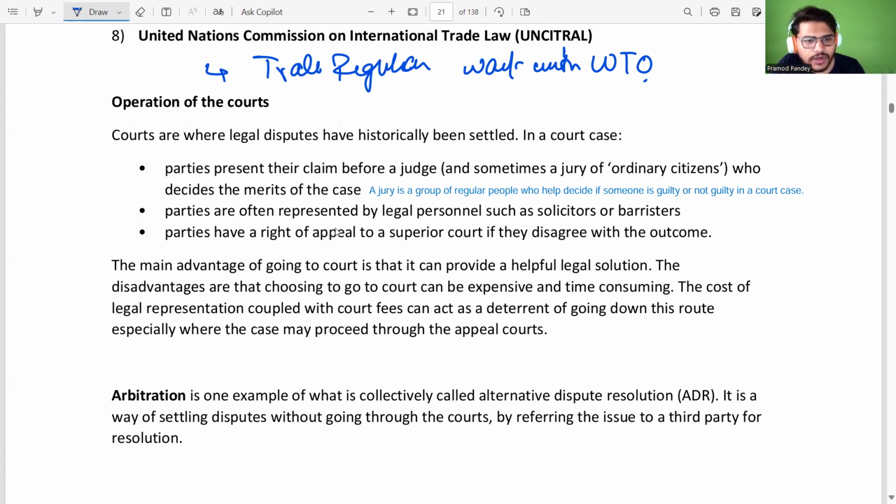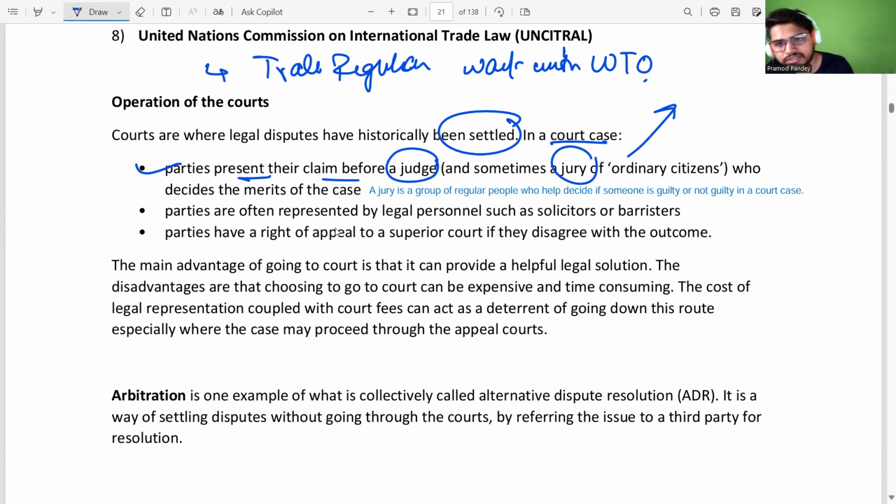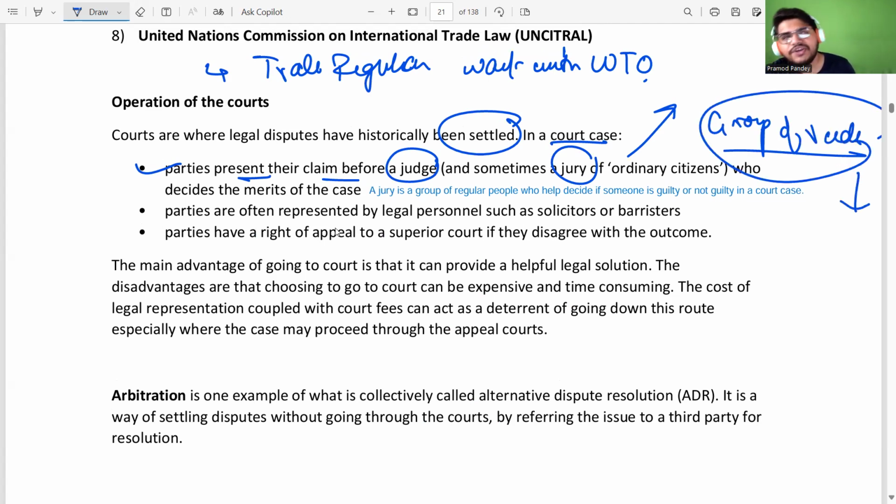Operation of the court. Courts are where legal disputes have historically been settled. In a court case, parties present their claim before a judge, or sometimes a jury, which is basically a group of people. Have you seen any American movie where the jury system is followed? In a jury, there are a couple of people sitting together and helping the judge in making a decision, right? When more than one person sits together just to form a decision, that is basically known as a jury, okay?